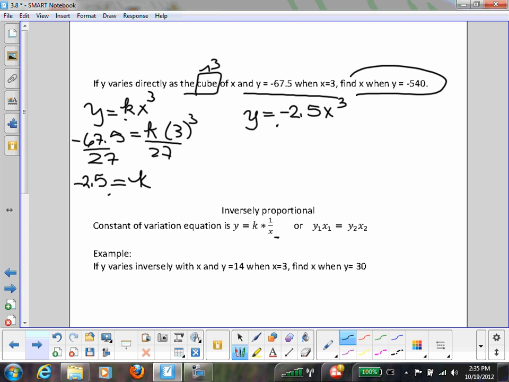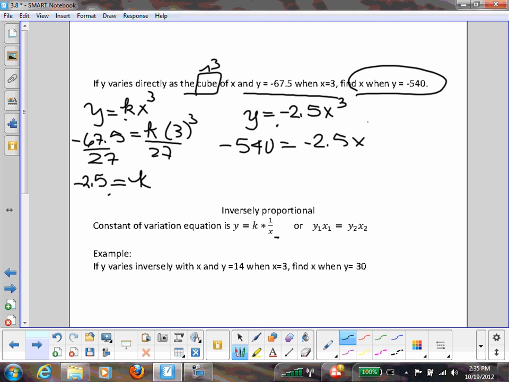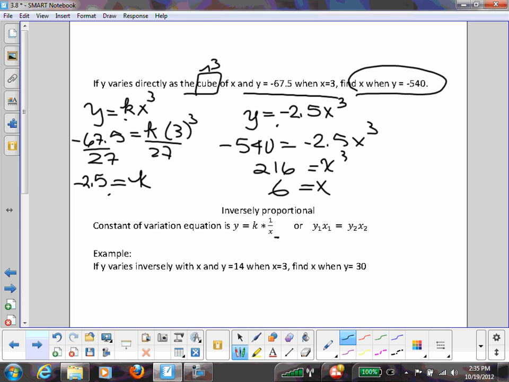Find x when y is negative 540. So negative 540 is equal to negative 2.5 x cubed. What's x cubed equal to? And on your calculator, what do you get when you take the cubic root of 216? Positive and negative 6, or just positive 6, or is it negative 6? Just 6. It's an odd root. It's either positive or negative.